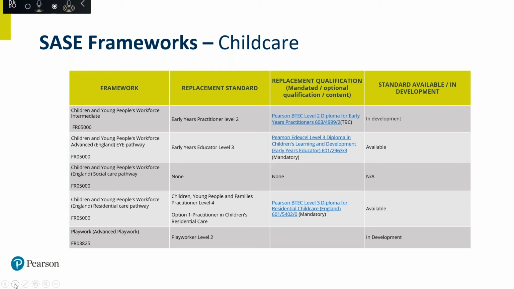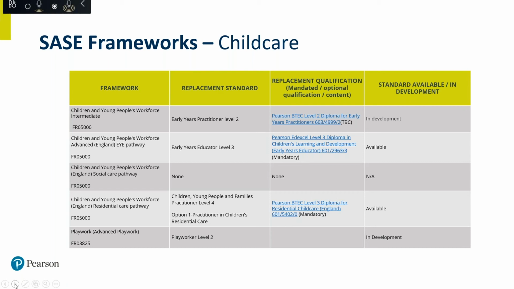For the children and young people workforce advanced path framework, the early years educator pathway, there is an early years educator standard that is available to transition, and our current qualification, the level 3 diploma in children and development early years educator, is a mandatory qualification that can be used, and we also offer the endpoint assessment for that. For the social care pathway, there is no transition standard available and no transition qualification available at this stage for those learners. The third pathway in that framework was a residential care pathway.